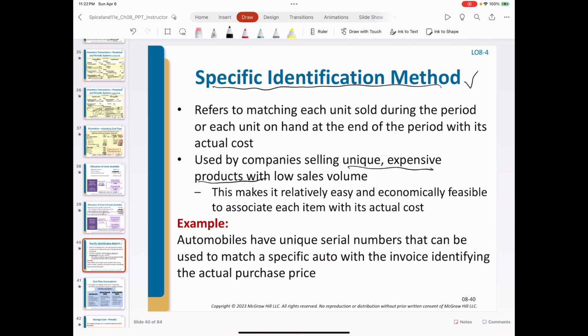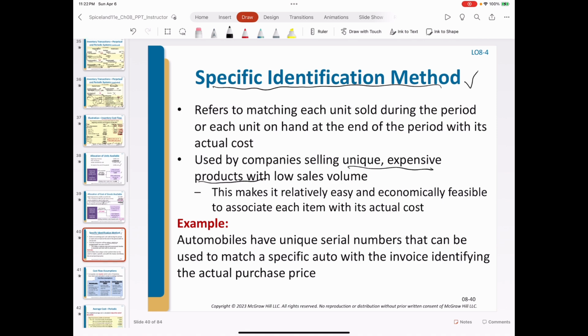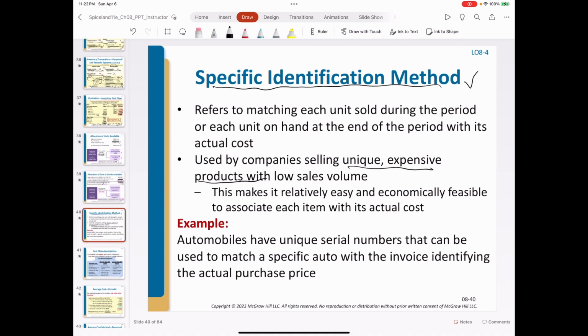But for mass production and mass sales, this method is usually very costly and time consuming. Even with technology, remember, we can use a barcode to track each product and its price information, it's still a very costly method.